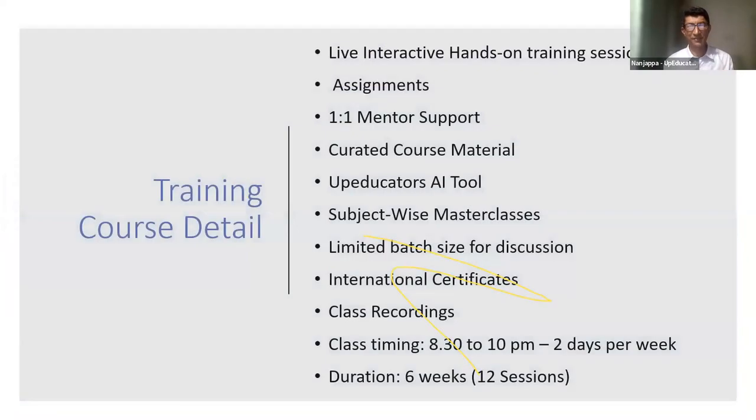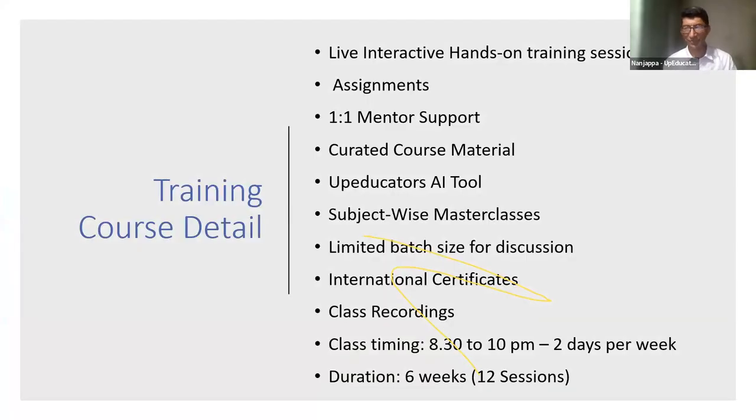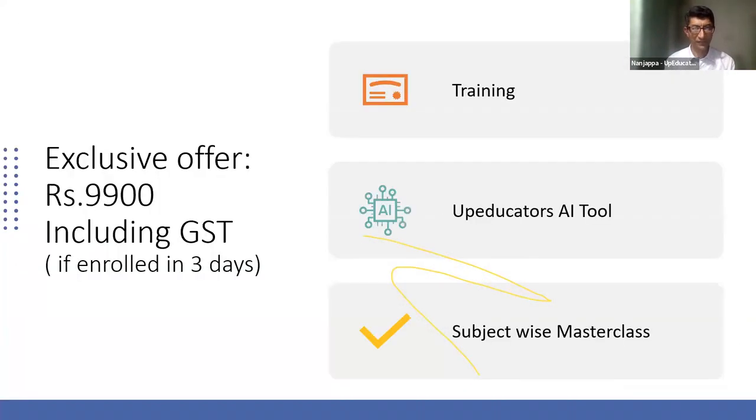And the surprise is, okay, I'll first put out the details of this program and then take you to the surprise. Now, the sessions are 2 days in a week, 8:30 to 10, live hands-on training. There are assignments, limited batch sizes, and you get access to the recording of the sessions also in case you miss any of the sessions. 6 weeks, 12 sessions for this program. And the course fee is 9,900, which includes the GST also.